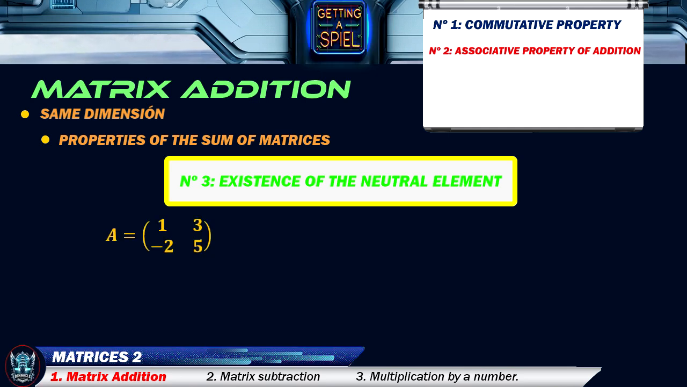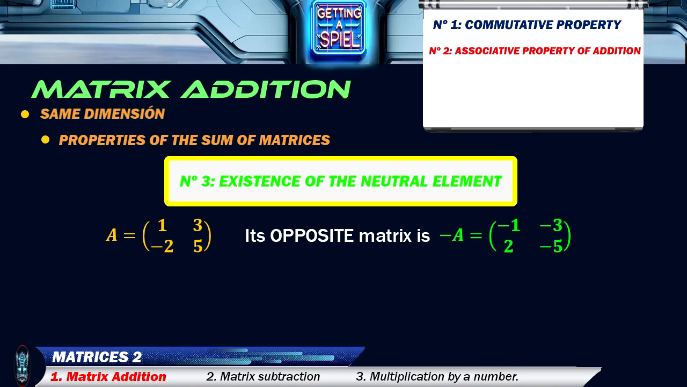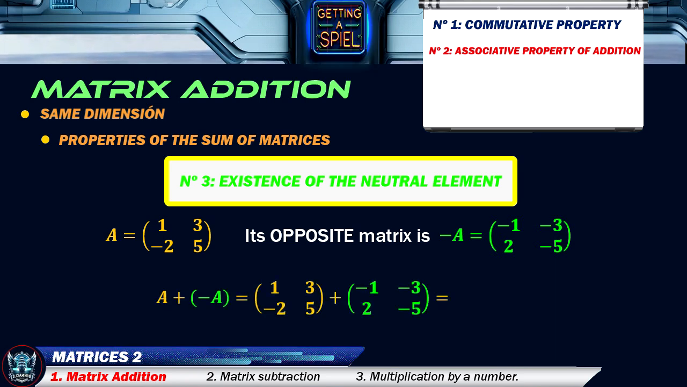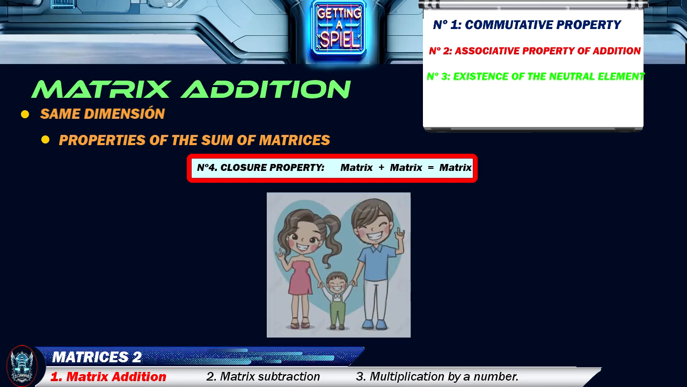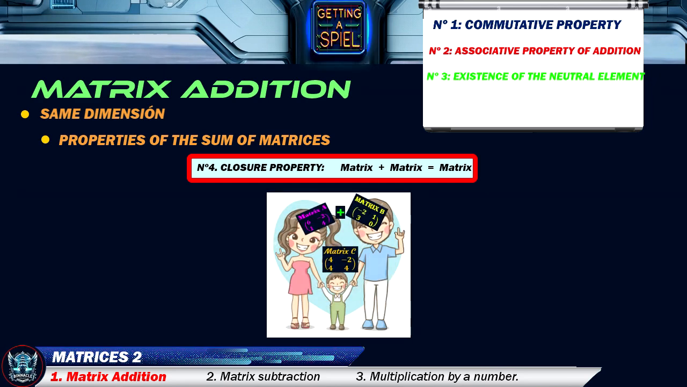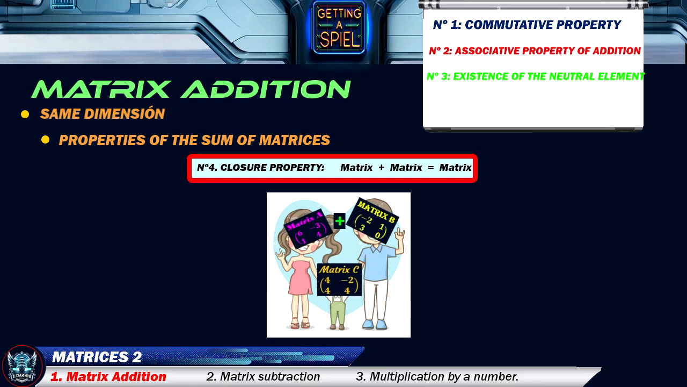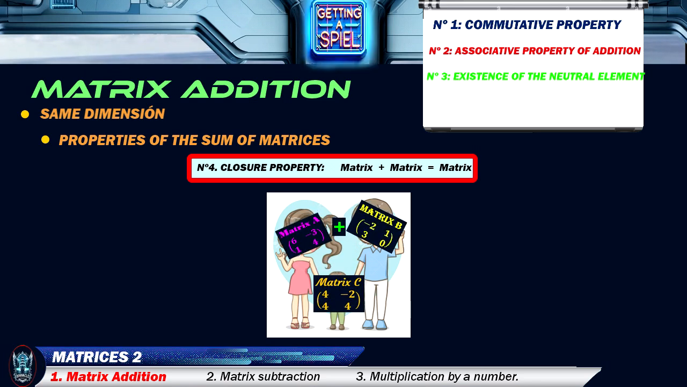The neutral element of a matrix, also called the opposite matrix, simply consists of changing the signs of all elements of the matrix. This way, when a matrix is added to its opposite or neutral element, the result is the null matrix. The last property is the closure of addition. It means that the result of adding two matrices is another matrix. That is, matrix addition returns a mathematical object that still belongs to the world from which matrices A and B come.